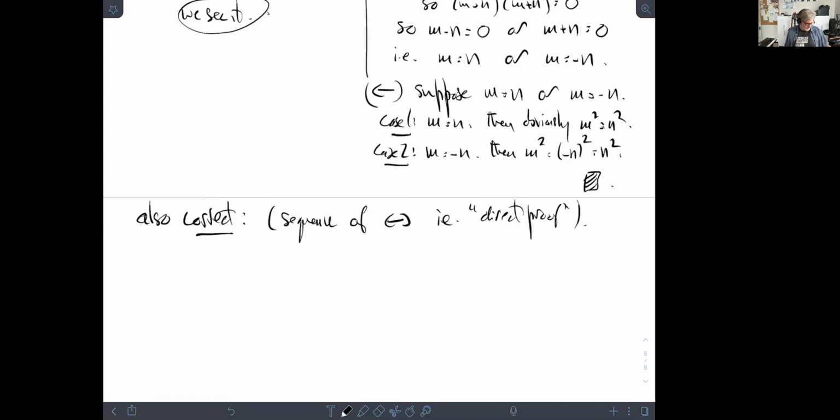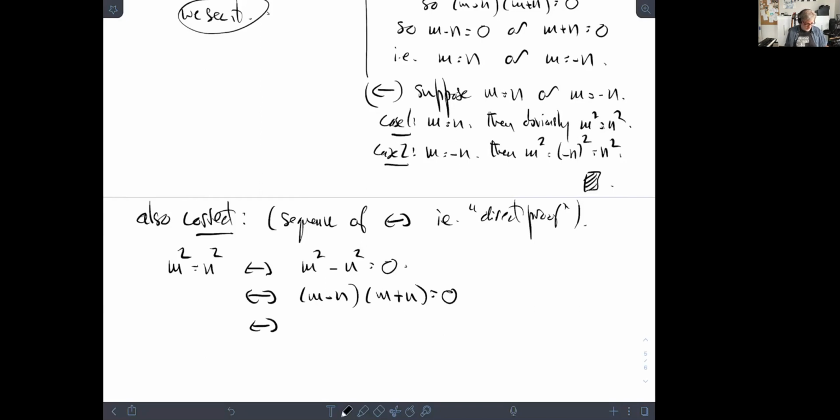So here we go. So m squared equals n squared. This is equivalent to m squared minus n squared equals 0. You see what I mean here? Because if m squared is equal to n squared, then of course I can subtract both sides. And if m squared minus n squared is 0, I can add n squared to both sides and get back what I wanted, okay? So I can go either way, it's the same. Now I can, of course, rewrite this as m minus n times m plus n equals 0. This is completely equivalent, which is equivalent to one of them is 0.